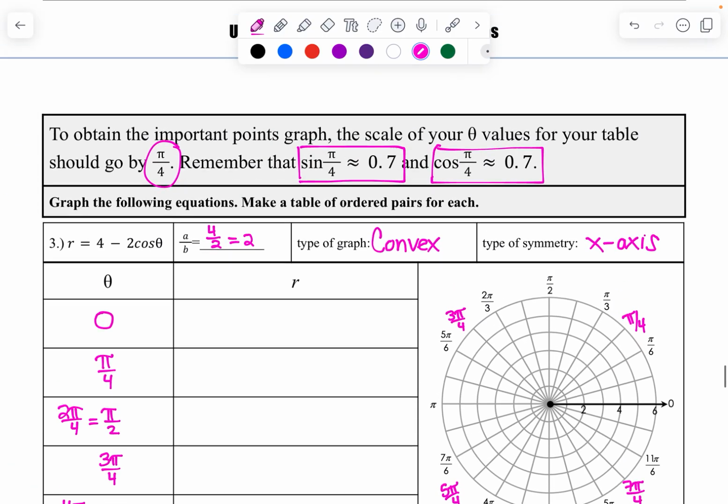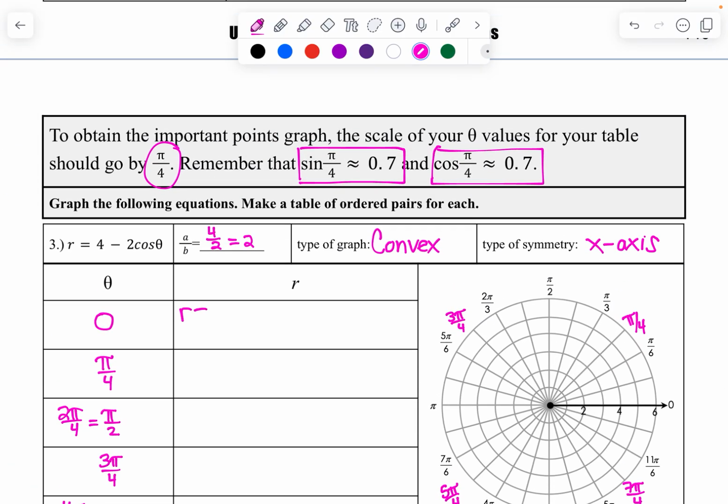All right, now one at a time, we'll take theta and plug them into the equation. So if theta is 0, we have 4 minus 2 times the cosine of 0. Well, we know the cosine of 0 is 1, so 4 minus 2 gives us 2.